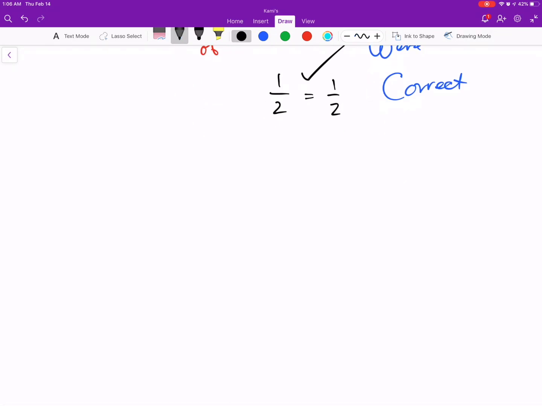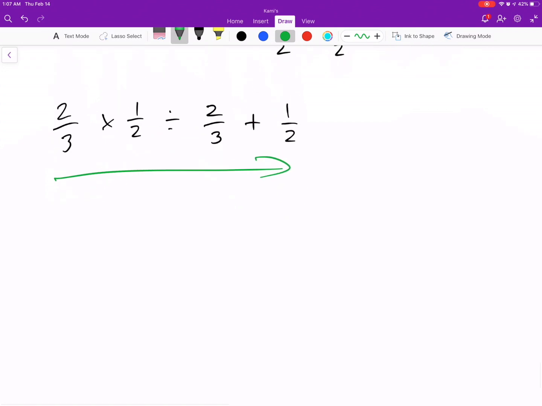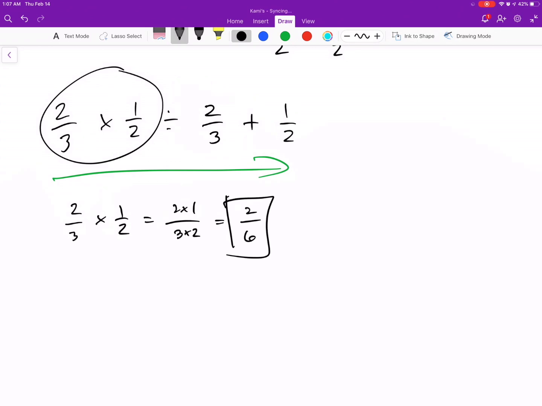Okay, now let's do more problems. So 2 over 3 times 1/2 divided by 2/3 plus 1/2. So now we see we have different orders of operation. But to be very nice, we just do it all this way. Alrighty, so left to right. So this one first. 2 over 3 times 1/2 is 2 times 1 over 3 times 2. That's 2 over 6. Yes.